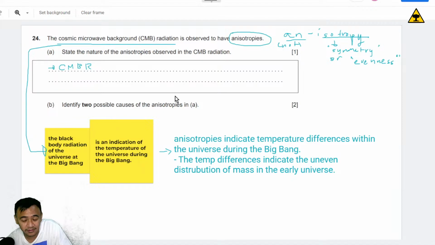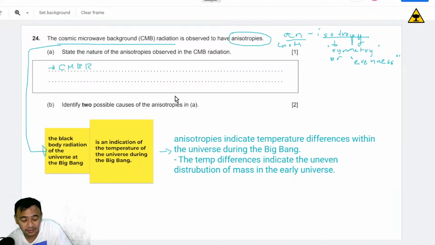Okay, but remember that because the CMBR anisotropies are really tiny, it's still quite even, at least the way we look at it. It really requires these small temperature differences within the universe. It doesn't have to be the formation. This is good enough as an answer for here.